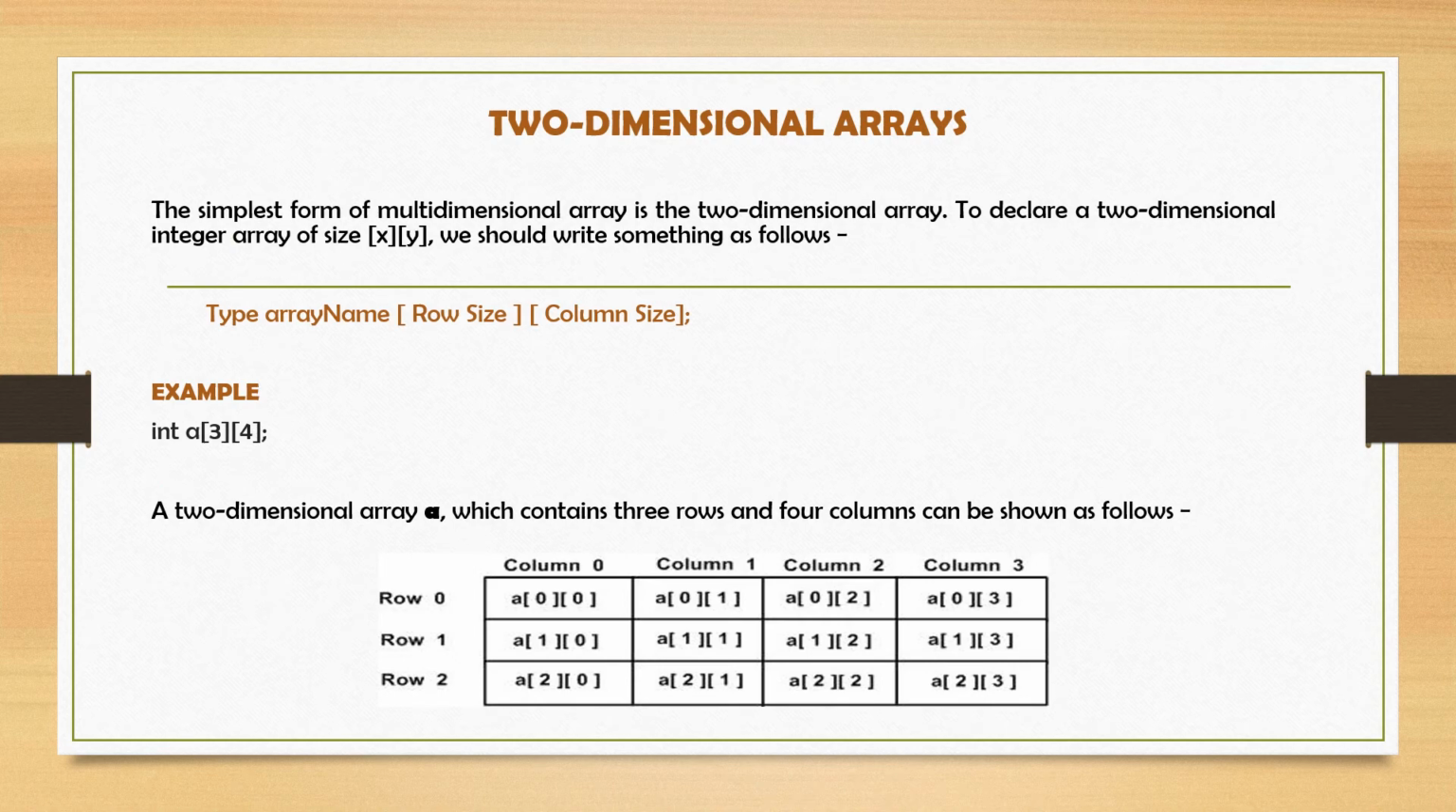Next one is the two-dimensional array. The general syntax for a two-dimensional array is type array name row size column size. Type should be any valid data type like integer, float, character, and so on. Array name should be a valid name. Row size and column size should be integers which should be greater than 0. For example, int a[3][4]. So this is a two-dimensional array which contains 3 rows and 4 columns as shown below.